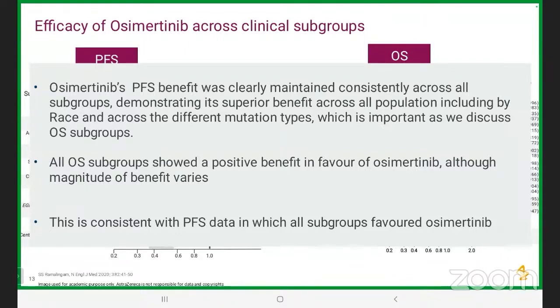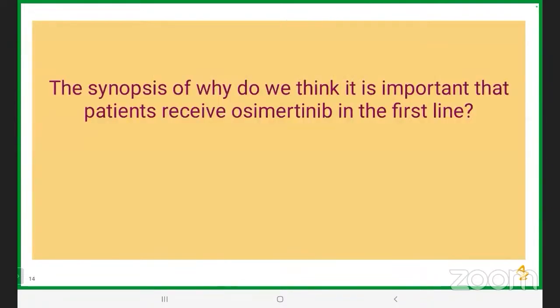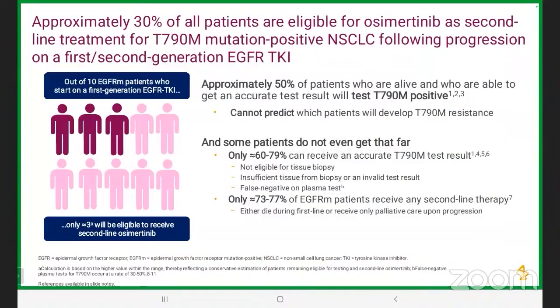All the OS subgroups showed a positive benefit in favor of osimertinib, although the magnitude seemed to be different across different subgroups. And this is consistent with the PFS data, which also favored the osimertinib arm. So the synopsis of why we think that it is important for the patients to receive osimertinib in the first line. So it's about sequencing that. Is it possible, since this is an expensive drug, we should start with some other TKI first, then bring the osimertinib on the second line.